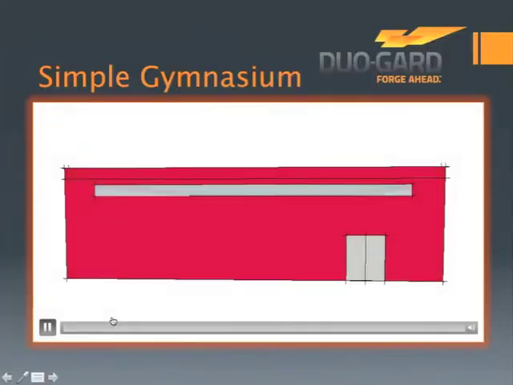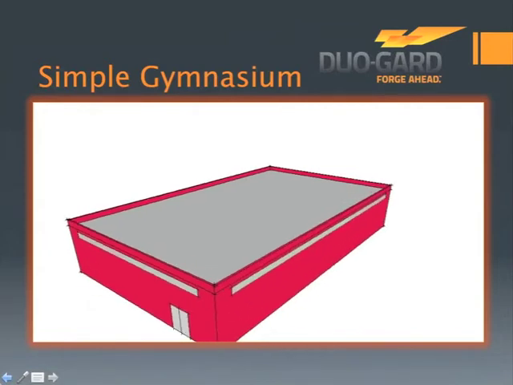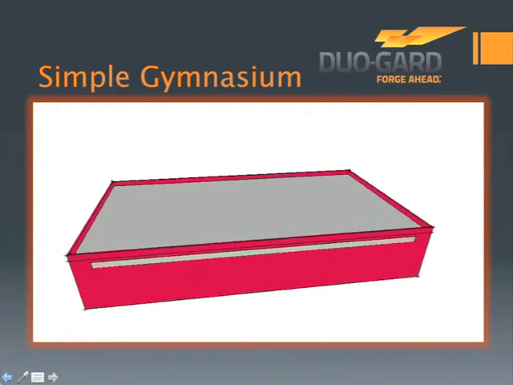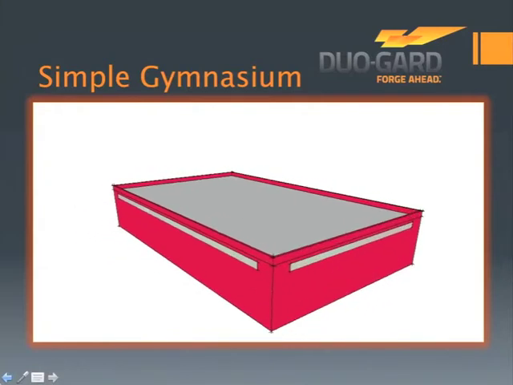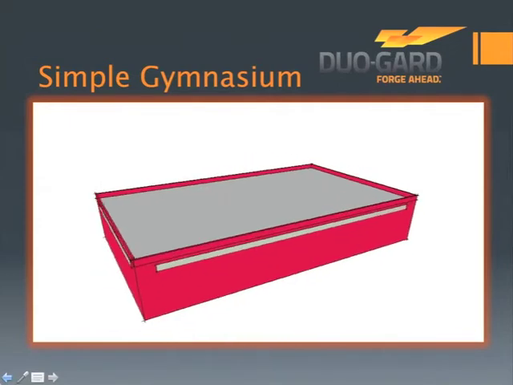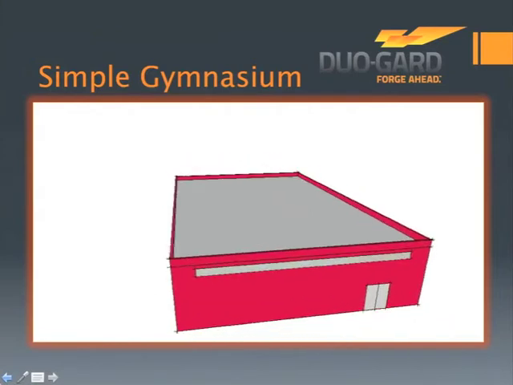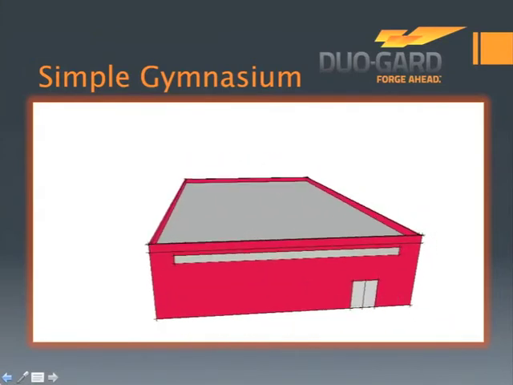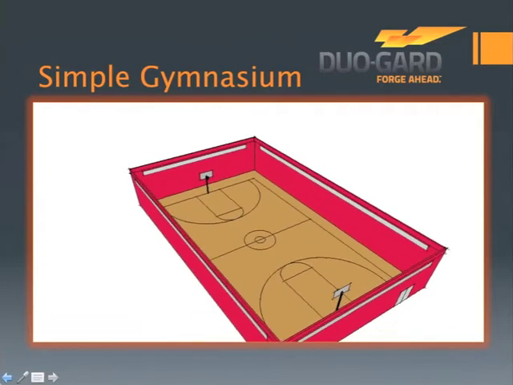Now, in this simple gymnasium going forward, we're taking a tour around the outside. We're showing it with a 2-foot clerestory around on all 4 sides. We chose 2 feet because one of the Duo-Gard advantages of polycarbonate is that you don't need as much as you would with, say, a different translucent material.